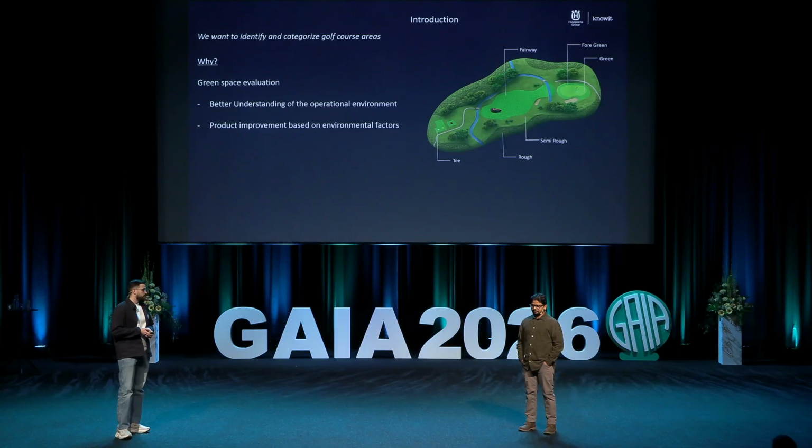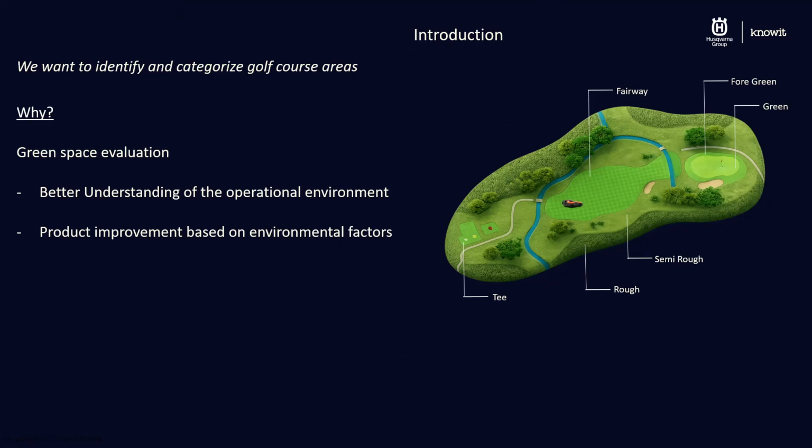So the goal of this project is to identify and categorize the different areas that we have in a golf course. Golf courses are one of the biggest customers for Husqvarna, especially for professional robotic mowers. Through the Green Space Evaluation Initiative, Husqvarna wants to have a better understanding of the operational environment of their products, and they want that because they want to improve the quality of their products and the services that they provide to their customers.